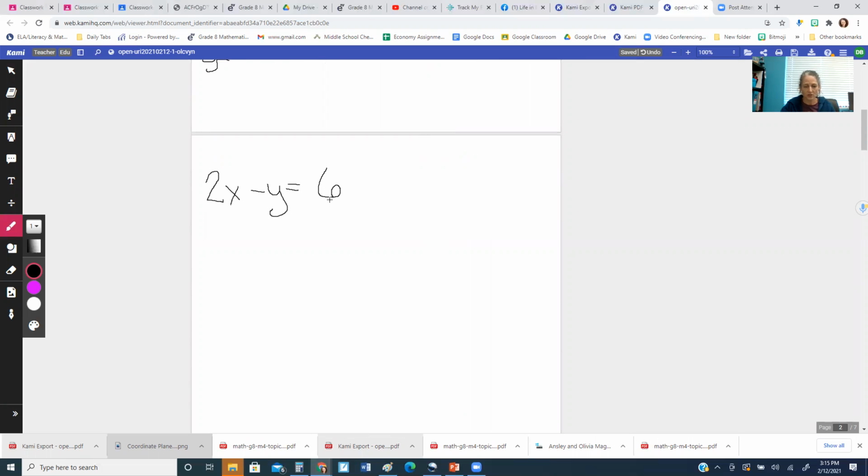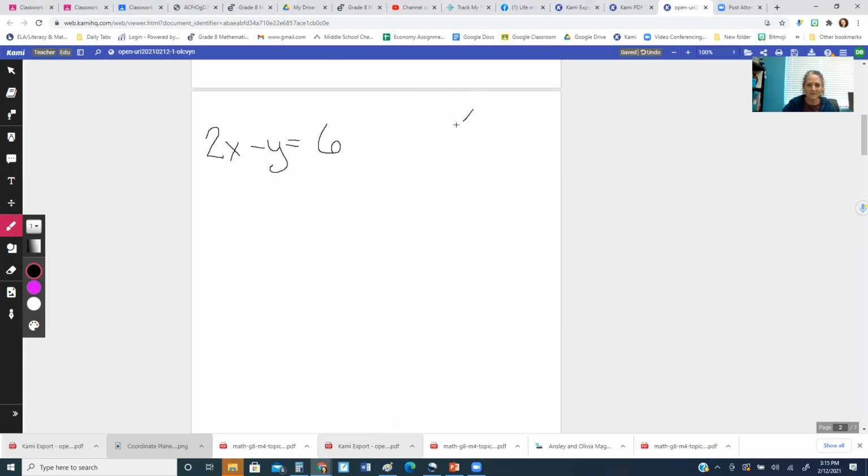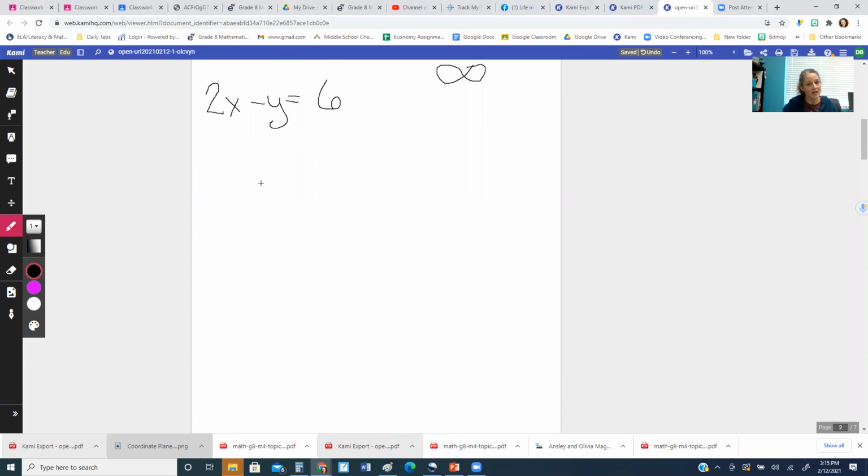What's the solution? Because there's going to be a whole lot of solutions. In fact, there are infinitely many solutions. There are as many solutions as there are numbers in the universe, and there are a whole heck of a lot of numbers in the universe. Could I put fractions in? Sure. What if x equals 1/2?